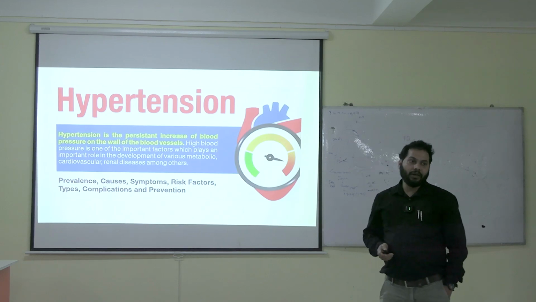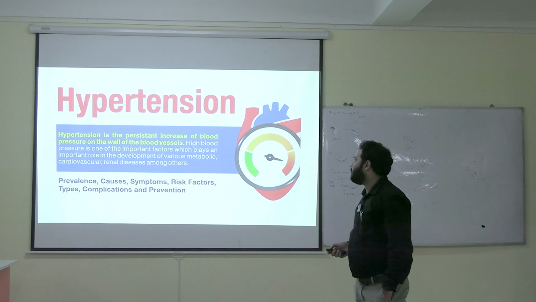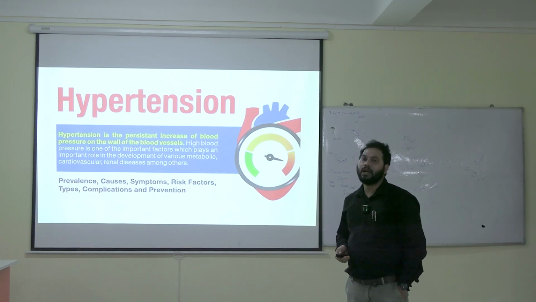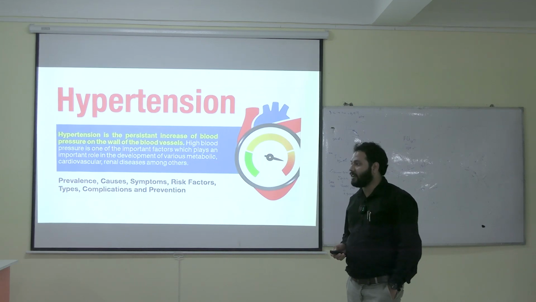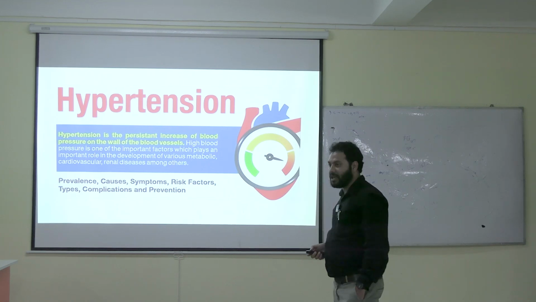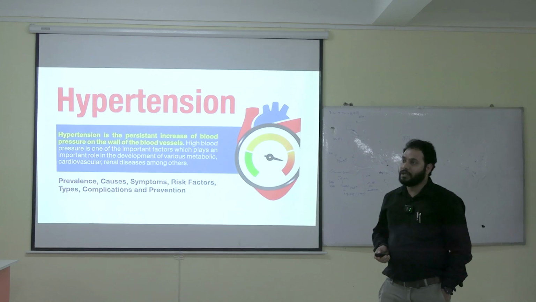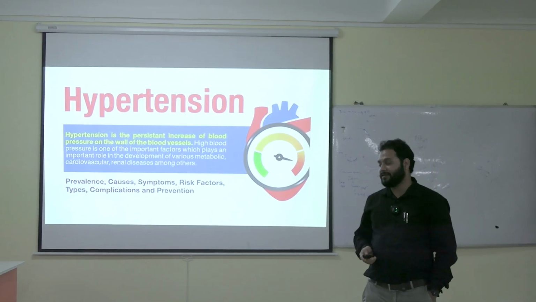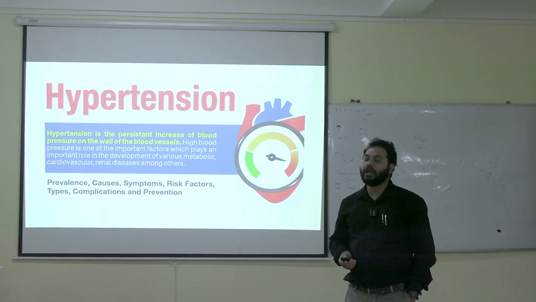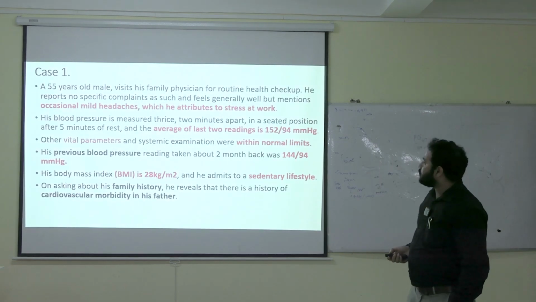There are many reasons for the consistent increase of blood pressure on the wall of blood vessels. We will learn what the most important factors responsible for the consistent increase of pressure in the walls are, and what the modifiable risk factors and the non-modifiable risk factors are. Based on the information given in the case, we will try to diagnose the case, right? So let's start with the first case.